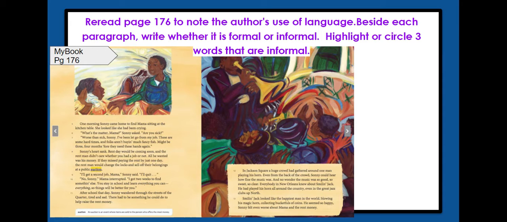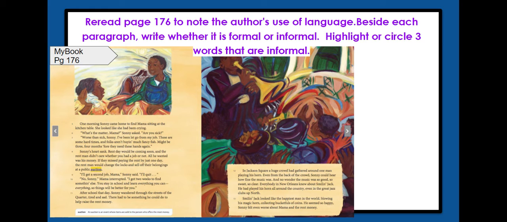In paragraph 7, I highlighted the word buyin'. There really is the word buying, but they left off the G, so that's informal. Also in paragraph 7, I highlighted the word 'fore. That really stands for the word before, but they left off the BE, so that's informal language. And those are both words that Sunny's mother says when she's speaking.